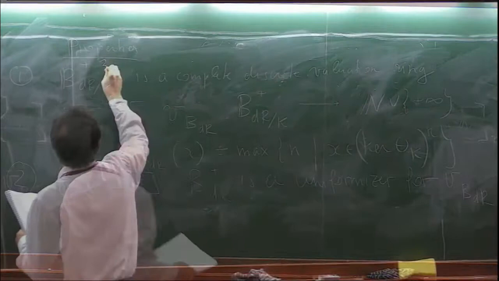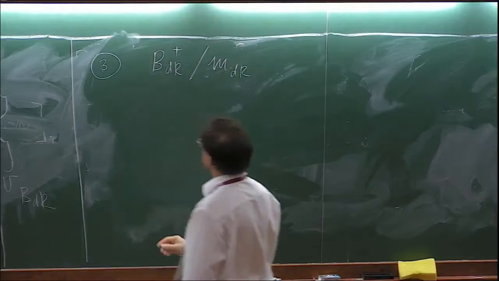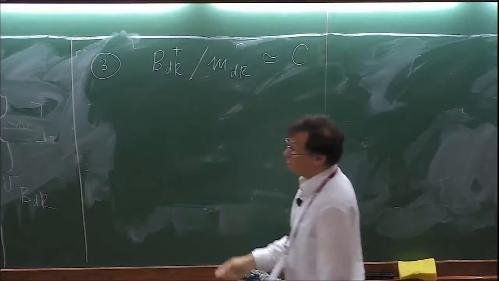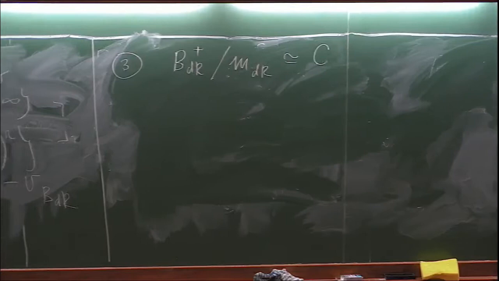So the residue field of B dR plus is C. We always should keep K for a moment.